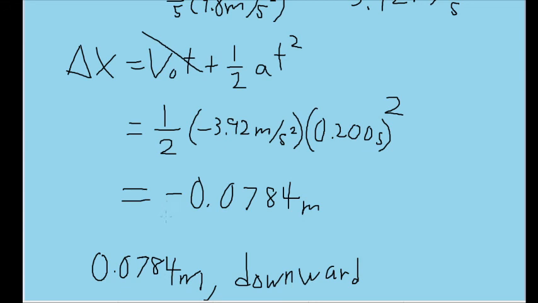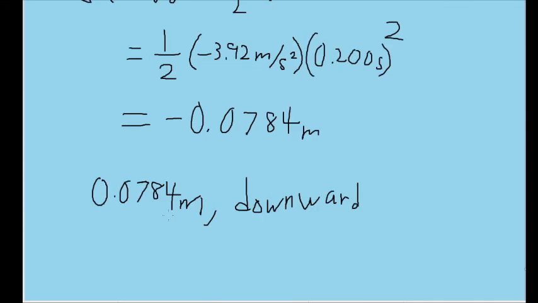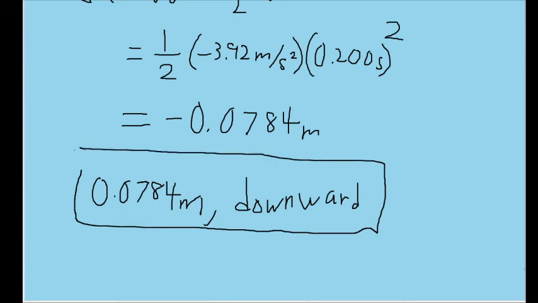So, to answer this question in the way that the question asks us to answer it, we can say that the object moves a distance of 0.0784 meters and it moves downwards. So this is how we would communicate our final answer to the problem.